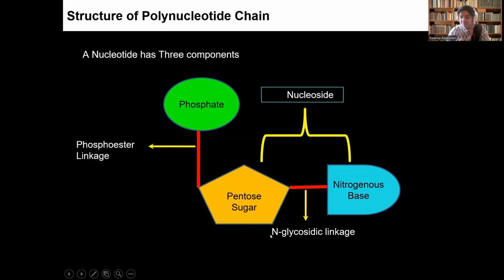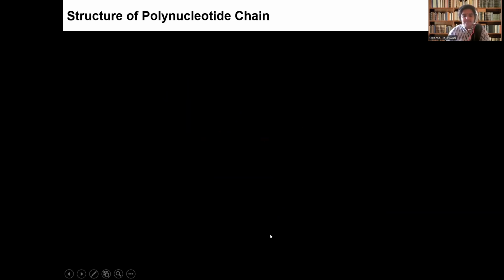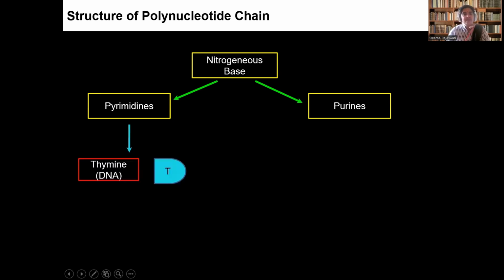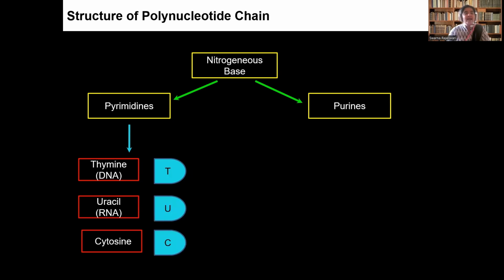So this, if you see here, the nitrogen bases which are making up this polynucleotide chain, there are two types of nitrogen bases, that is pyrimidines as well as purines. Coming to the pyrimidines, there are three types: thymine, uracil, as well as cytosine.